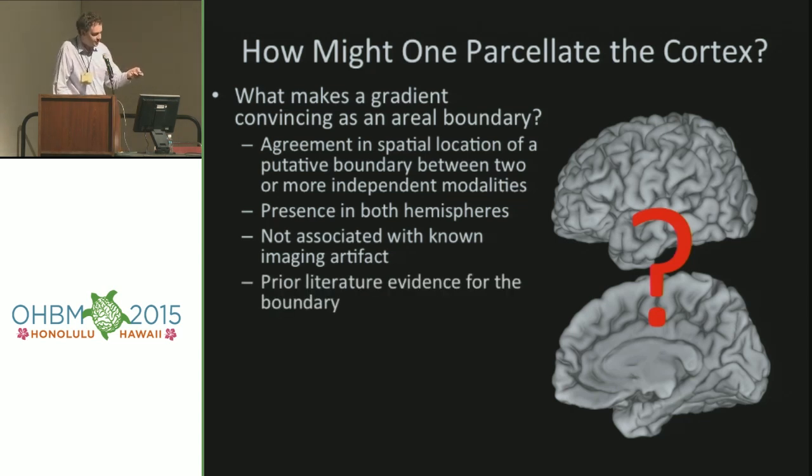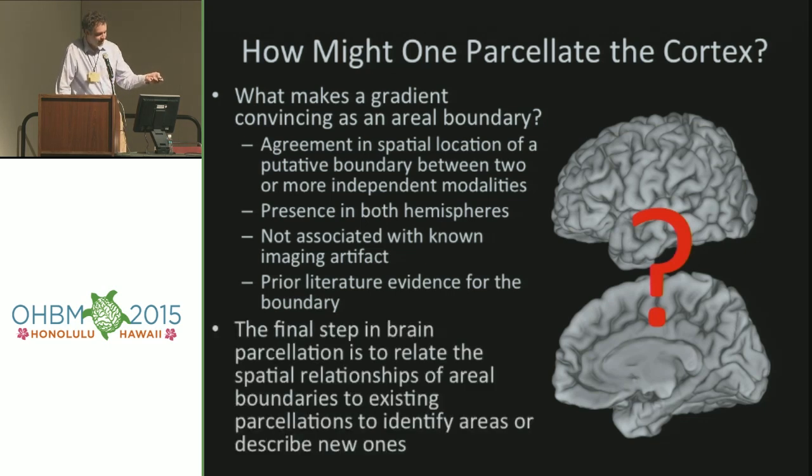If we've got prior literature evidence for the boundary, that gives us more confidence as well. And the final step in brain parcellation is to relate the spatial relationships of areal boundaries to existing parcellations, trying to figure out what is the name of the area. Is this an area that somebody's described before, or is it a new area?